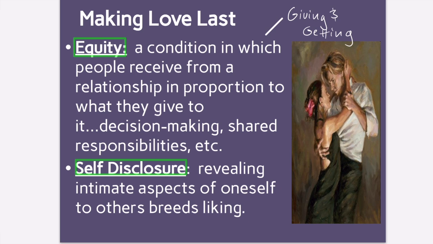Another factor that can assist in making love last is self-disclosure. This helps to breed intimacy. So if you are sharing information about yourself, that's not necessarily public information, that mutual exchange can help breed liking between a group because they are disclosing to you or you're disclosing information to them.